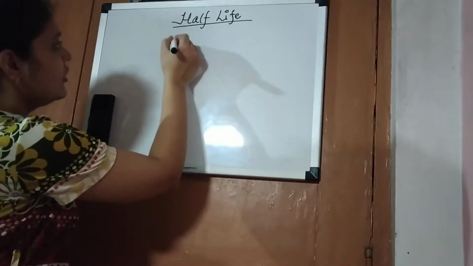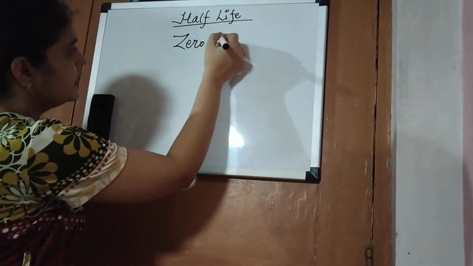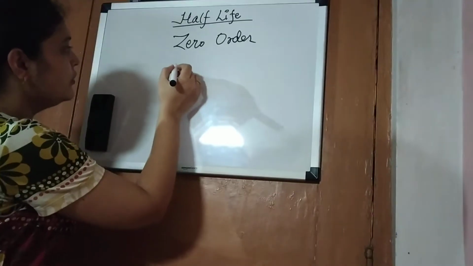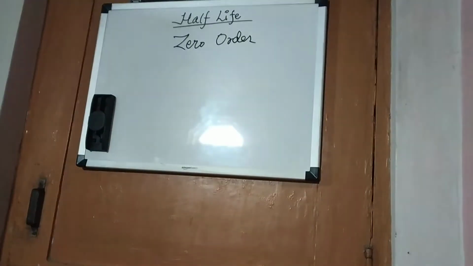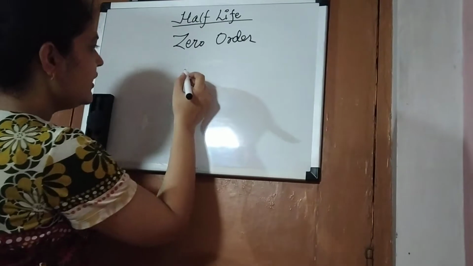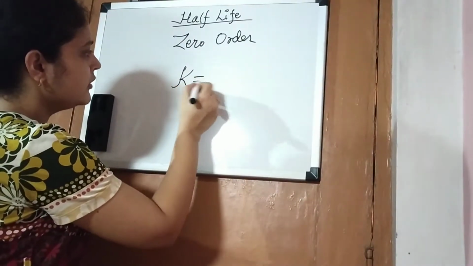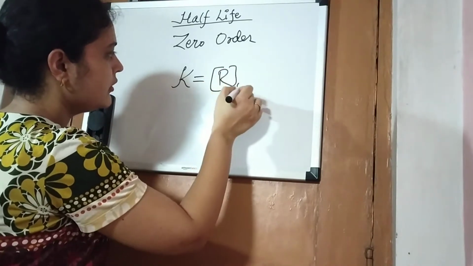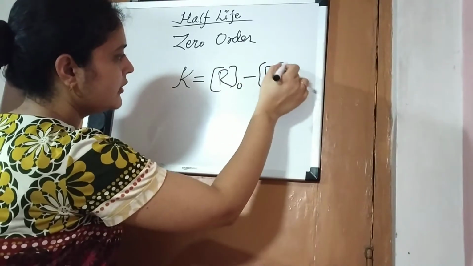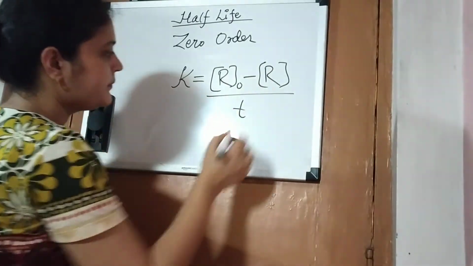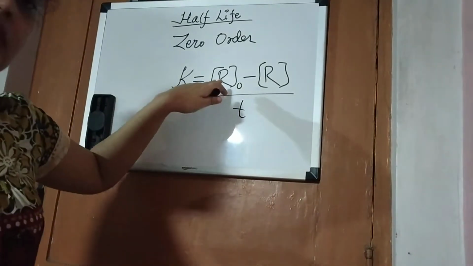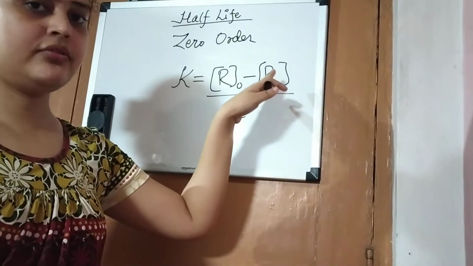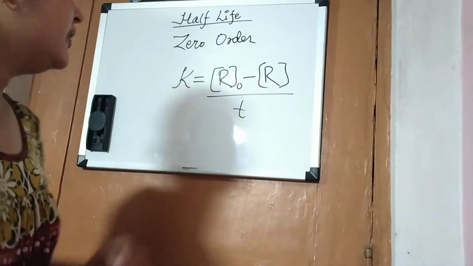So for zero order reaction, what is K? K is the rate constant and it is equal to R naught minus R upon T. So R naught is the initial concentration of reactant. R is the concentration of reactant at time T, right?